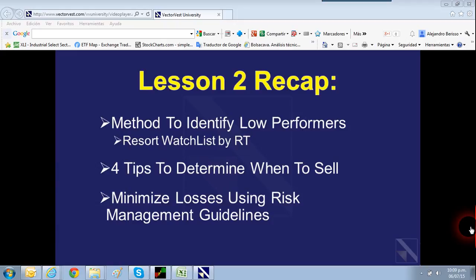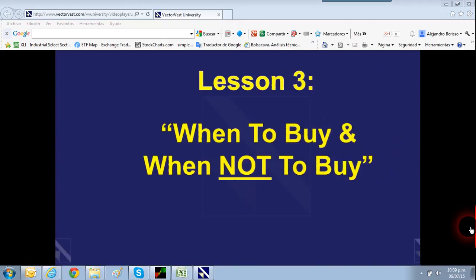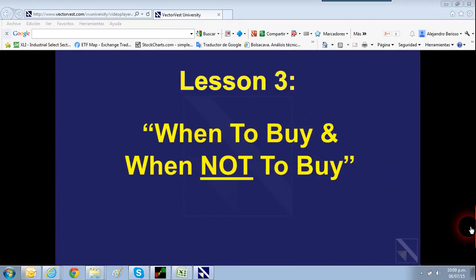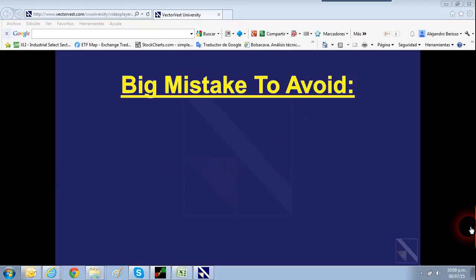In today's lesson, you'll learn what we feel is the single most important thing when it comes to making money in stocks. The big idea of this lesson is to show you how to know when to buy and when not to buy. There's definitely times in the market when you should not be buying, but that isn't what you hear on TV, which is why I list it as the big mistake you need to avoid.